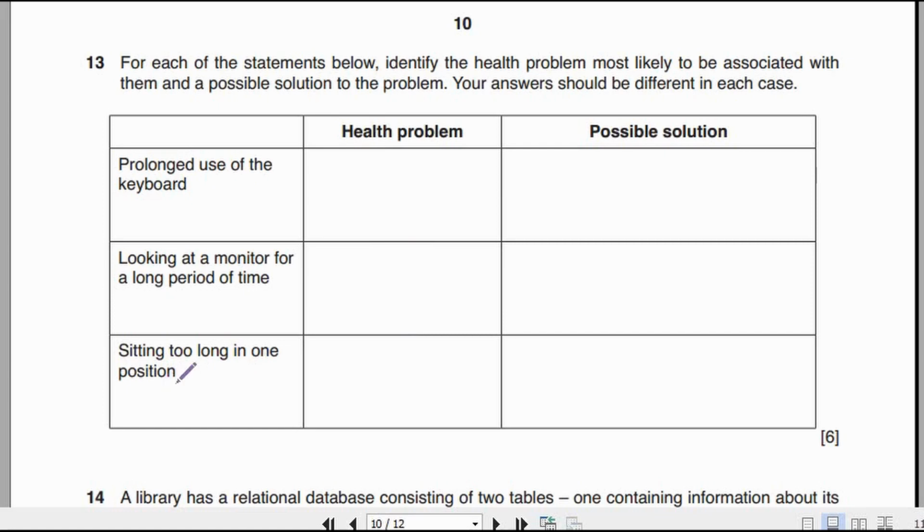Sitting too long in one position causes some health problems, especially back problems. So disc related problems it can cause, and you will have bad posture as well. So what you can use: some footrest, take regular breaks, or use an ergonomic chair or adjustable chair, which can create good support for your legs and your back.